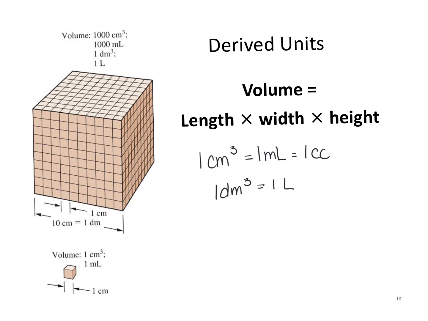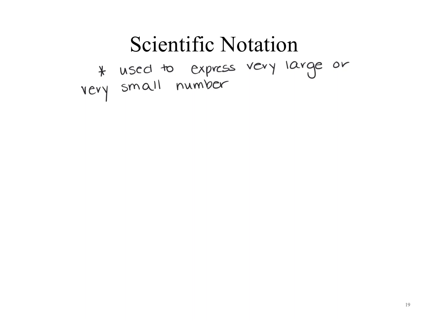Now, we're going to end this screencast with a discussion of scientific notation. Scientific notation is used to express very large or very small numbers easily, right? And with the correct number of significant figures, which we are going to get to in the next screencast, okay?